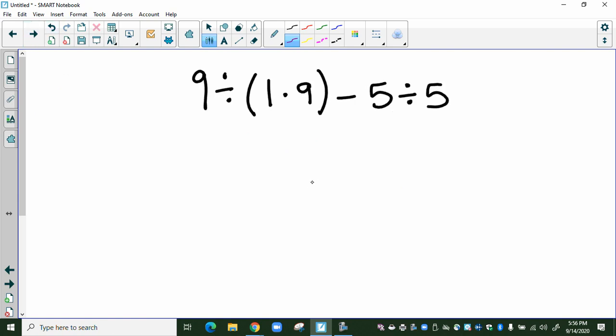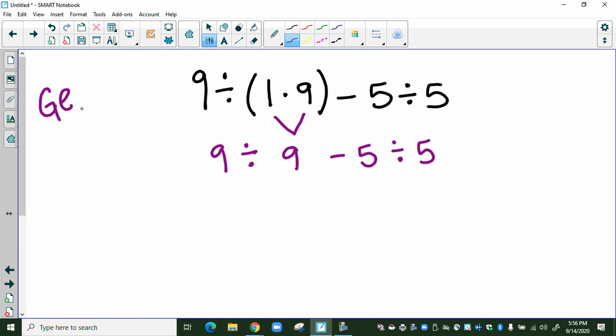Let's look at a couple that have division. First thing I see is the grouping symbols right here. 1 times 9 is 9. Carefully bring down all the operations and numbers that you haven't used yet. No exponent, no multiplying. We do have division, and we have 2 of them.